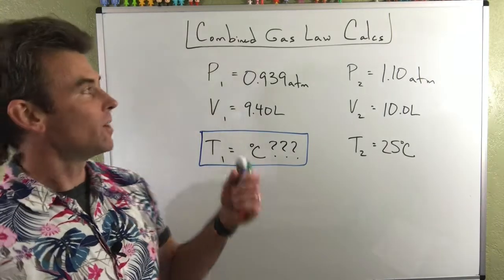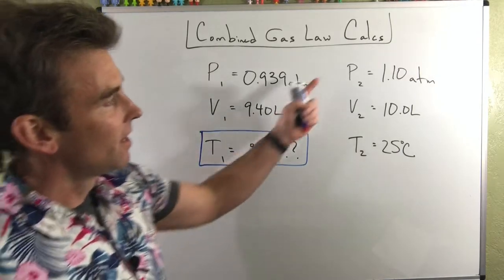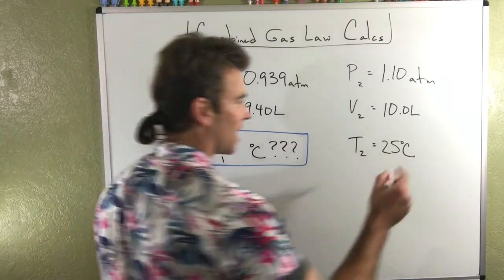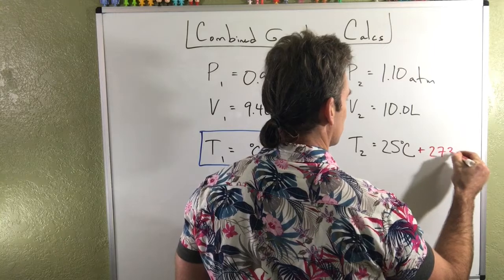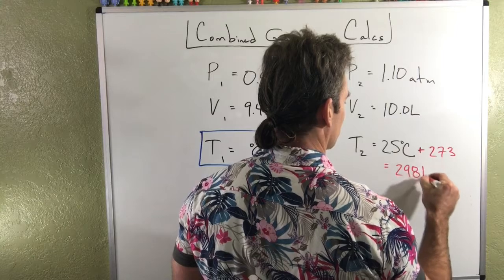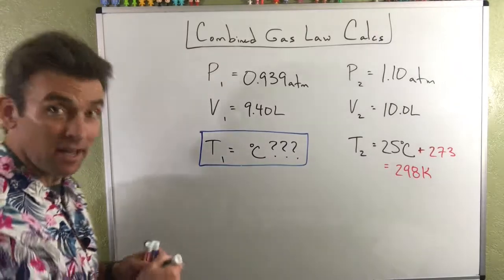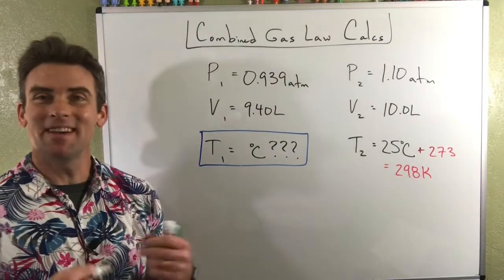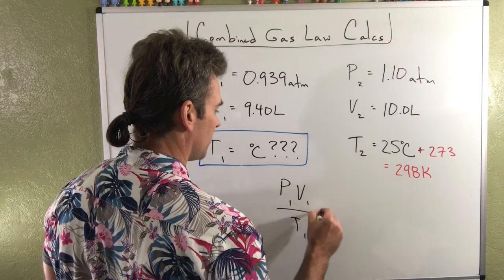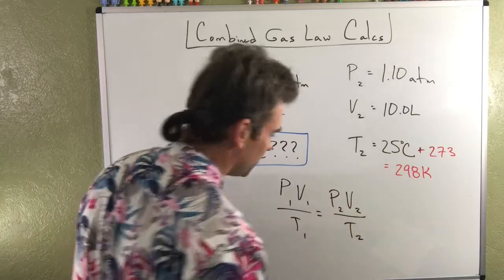First thing, as always, go through our units and make sure we've converted everything we need. That pressure looks good, that volume looks good, but that temperature we're going to have to convert. We add 273 to it and end up with 298 Kelvin. Now we can start with the combined gas law: P1 V1 over T1 equals P2 V2 over T2.